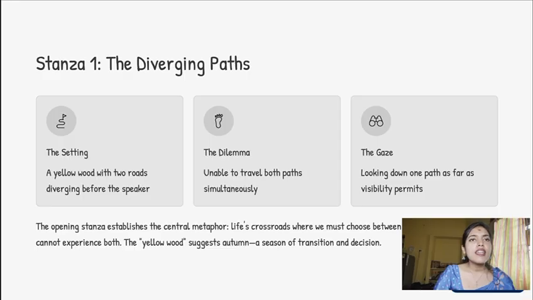Even in the first stanza, we get some understanding of what the poet is conveying. I will explain it. Here the poet describes a forest during autumn, where the leaves have turned yellow. The first line itself says that two roads diverged in a yellow wood. So it represents that the season going on is autumn, and he has clearly mentioned that the leaves have turned yellow.